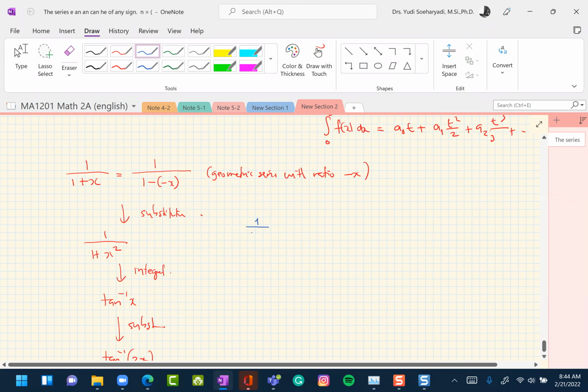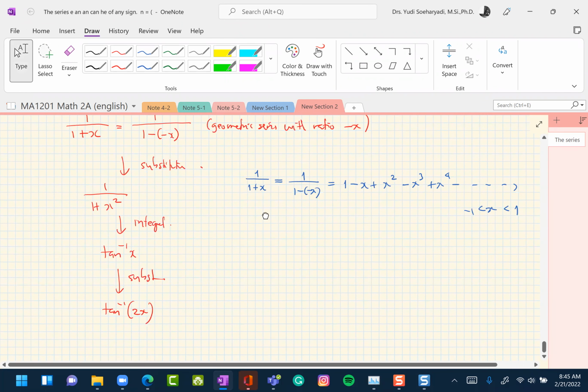1 over 1 plus x is, okay. So I'll write it down the longer way, not using the sum as sigma notation. So this is going to be 1 minus x plus x squared minus x cubed plus x to the fourth, dot, dot, dot. Okay, and this is correct for x between -1 and 1.